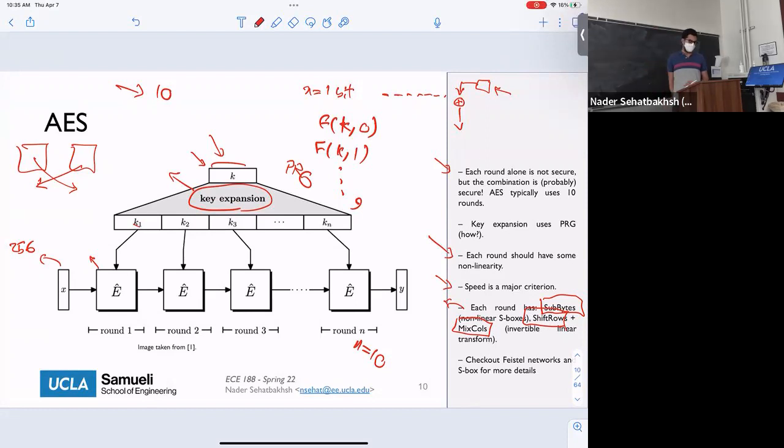Okay? And this is actually a PRF. It's not a pseudo-random generator, so it's not a PRG. It's not a PRG because a PRG is not fast enough. Does it make sense?